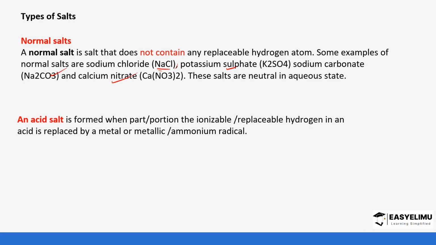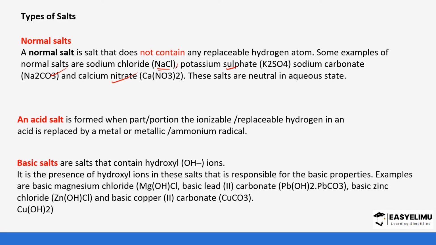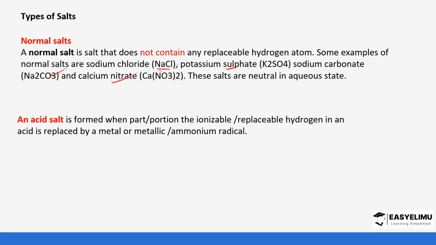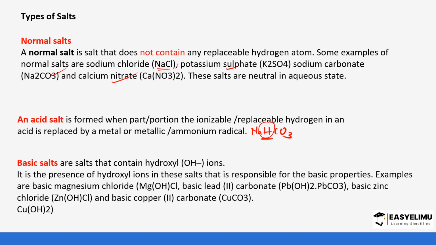And then we have acid salt. Acid salt is formed when part of the ionizable hydrogen in an acid is replaced by a metal or ammonium radical. So when you talk about acid salt, part of the hydrogen has been replaced. It's not fully replaced like in the case of normal salt. For example, you can have sodium hydrogen carbonate. You can see it has reacted with carbonic acid, but it has not fully replaced all the hydrogen in the acid. And then we have the basic salt.